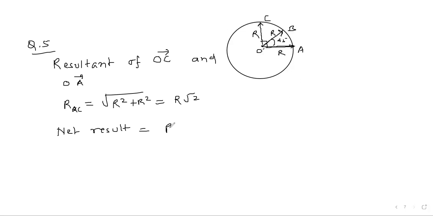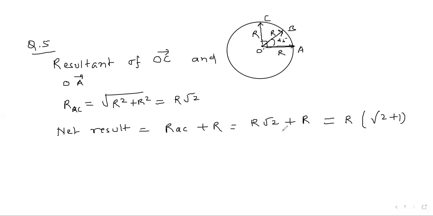equal to R AC plus R. So R root 2 plus R. We can take out R, then root 2 plus 1 will be left.